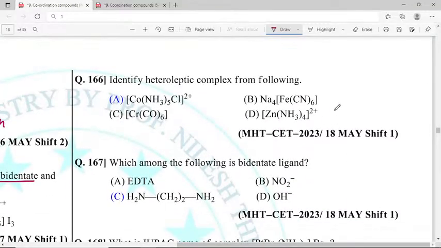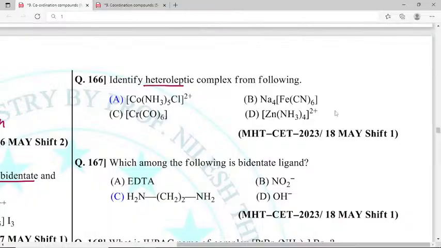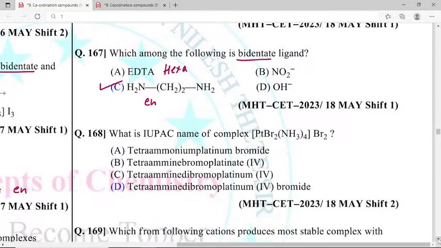Identify heteroleptic complex from following. Heteroleptic contains two different types of ligands, Co(NH3)5Cl 2 plus. Heteroleptic complex, different type of ligands. Which among the following is bidentate ligand? EDTA is a hexadentate, so it is hexa. This is en, which stands for ethylene diamine. NO2 is a monodentate, OH is a monodentate ligand.